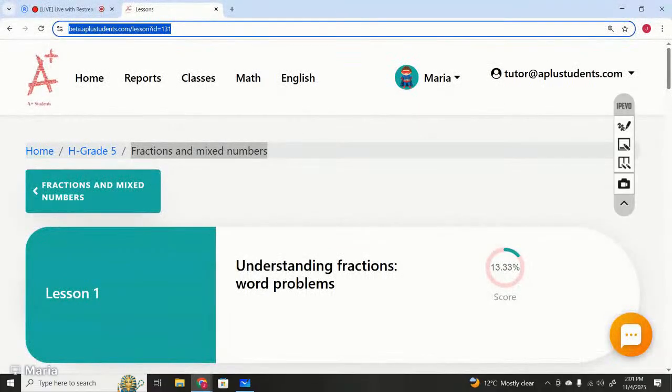Here I'm on grade 5 math. The chapter we are on right now is fractions and mixed numbers. Let's just start with the lesson that is understanding fractions word problems.